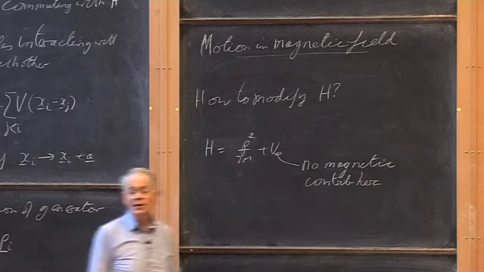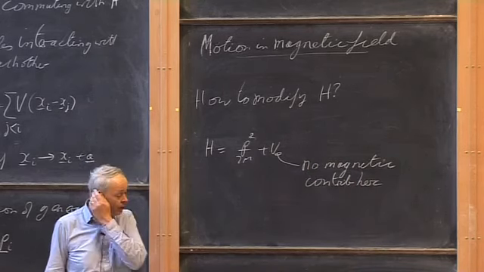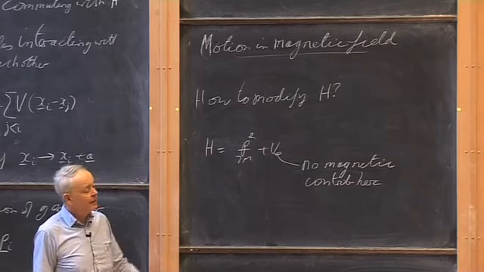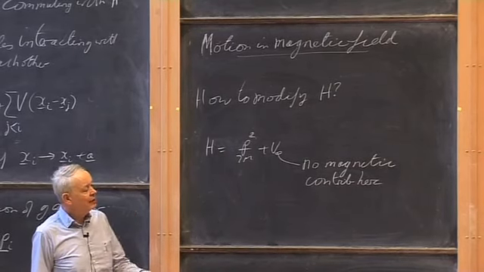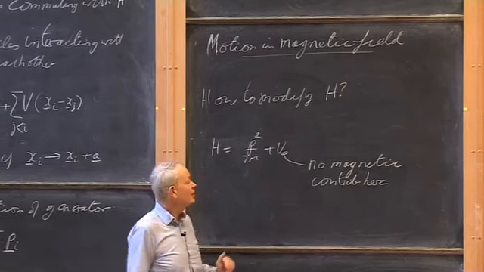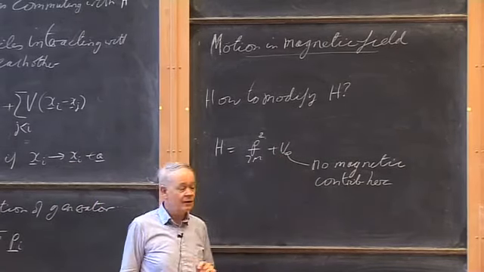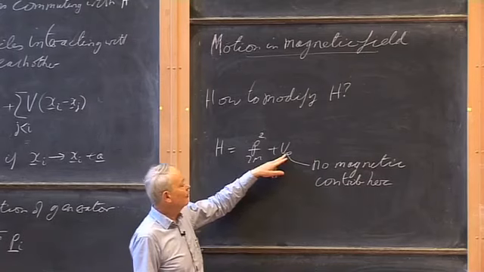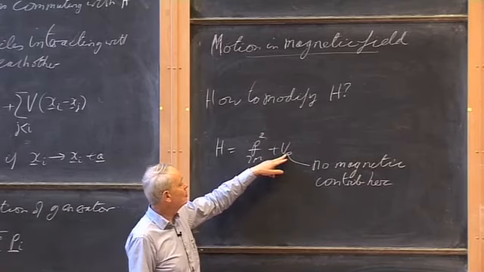Because the Lorentz force never does any work. The Lorentz force v cross B is perpendicular to v, so v dot (v cross B) identically vanishes, and the Lorentz force never does any work. So it can never contribute to the potential energy of your system, and therefore you can't look for magnetic contributions in here.